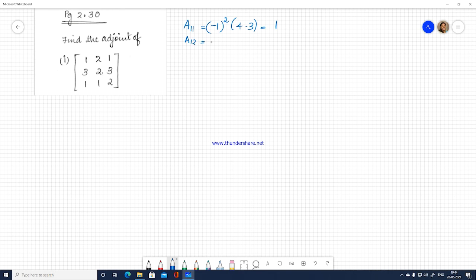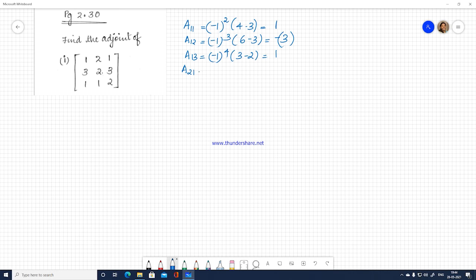A12 is equal to minus 1 raised to 3. Then 6 minus 3, that is equal to minus 3. Now A13 is equal to minus 1 raised to 4. Cover this column and the row. It will be 3 minus 2. We'll get it as 1.